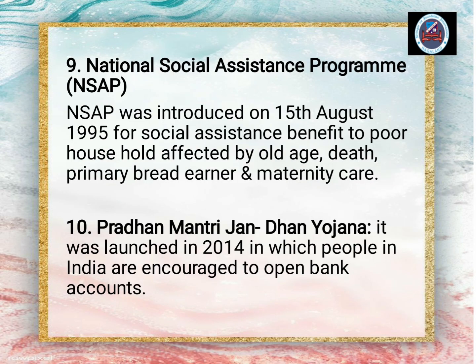National Social Assistance Program, NSAP. It was introduced on 15 August 1995 for social assistance benefit to poor households affected by old age, death of the primary breadwinner, and maternity care. The program has 3 components: National Old Age Pension Scheme, National Family Benefit Scheme, and National Maternity Benefit Scheme. The last poverty alleviation program here is Pradhan Mantri Jan Dhan Yojana. It was launched in 2014, in which people in India are encouraged to open bank accounts.